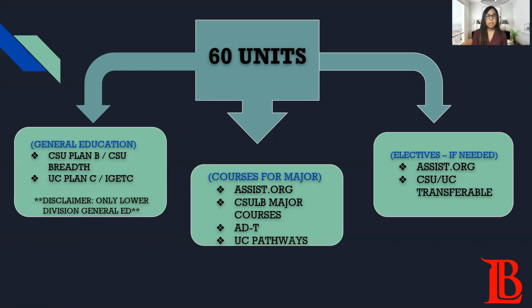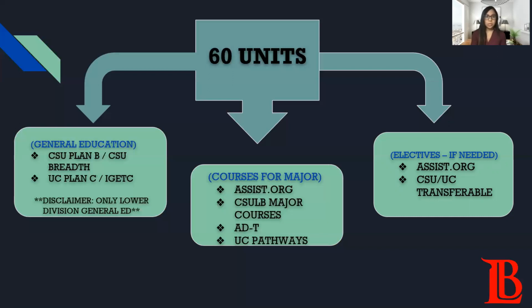And as you can see on that box, it says only lower division general ed. That means that these two plans are courses for you to take for your general education that are transferable to a UC or a CSU. And they're only lower division courses. Typically for this plan, either Plan B or Plan C, you get around 39 units.